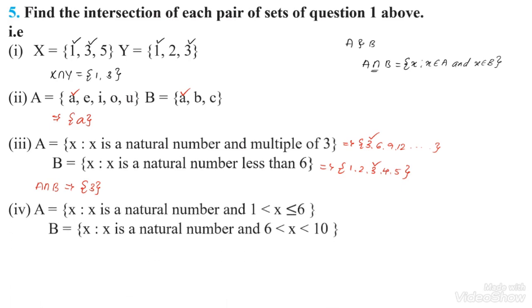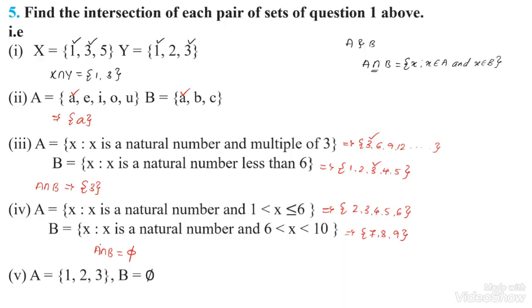Next, question number 4. x is a natural number and 1 is less than x less than or equal to 6. The elements are 2, 3, 4, 5, 6. And here the elements are 7, 8, 9. Okay. In between the two sets A and B, there is no common element. Therefore, I have written null set. A intersection B will be null set.